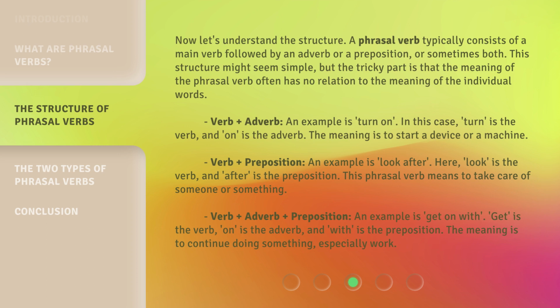Verb plus adverb plus preposition. An example is get on with. Get is the verb, on is the adverb, and with is the preposition. The meaning is to continue doing something, especially work.